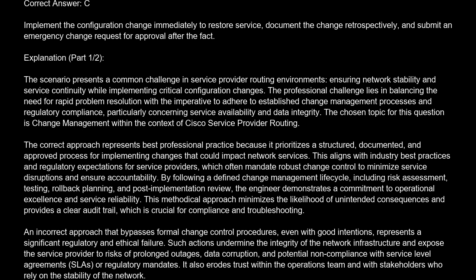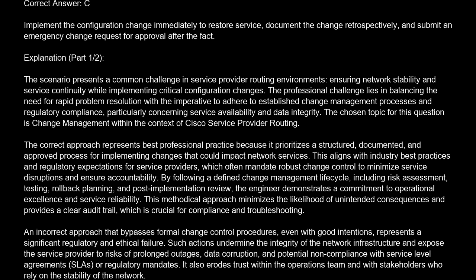after the fact. Explanation. The scenario presents a common challenge in service provider routing environments, ensuring network stability and service continuity while implementing critical configuration changes. The professional challenge lies in balancing the need for rapid problem resolution with the imperative to adhere to established change management processes and regulatory compliance, particularly concerning service availability and data integrity.